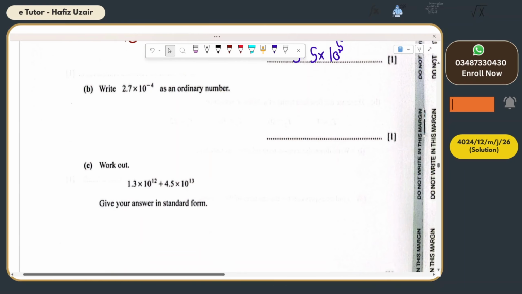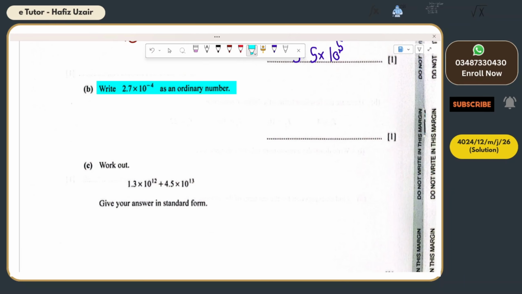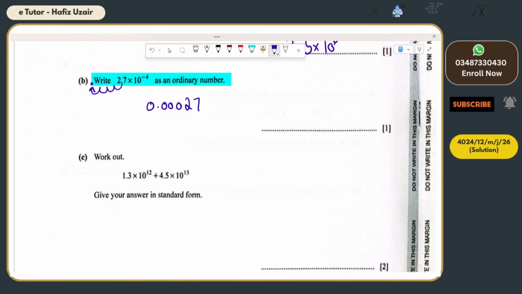Write 2.7 multiplied by 10 power minus 4 as an ordinary number. So what you are supposed to do, you need to move the decimal 4 digits back. 1, 2, 3, and 4. So the decimal will be over here. So you can write 0.00027. All right.